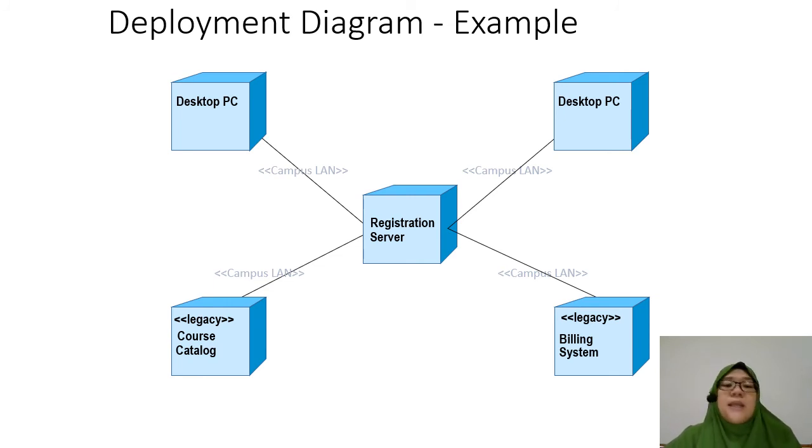Orang dah tak pakai lagi dah. But since there's still data in there, you still need to keep the software just to access the data, right? So that's why for that system you have to go through the local area network to access it. It's not part of the registration server. It's a different server altogether. So this is an example of a deployment diagram, also simple.